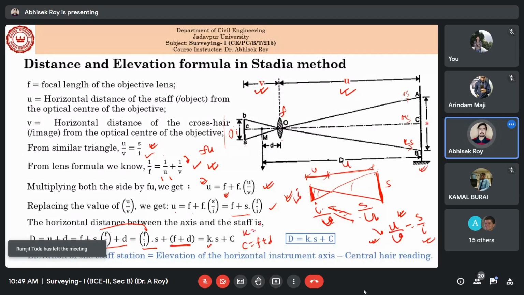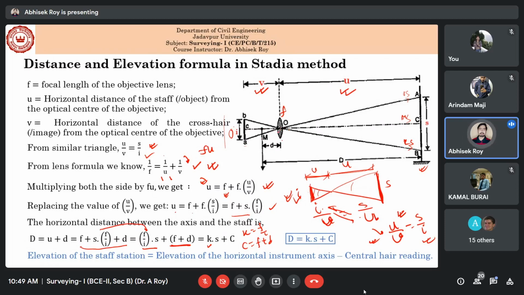So we are terming f by i as k, and c as f plus d. This k is called the multiplicative constant and c is called the additive constant. Now this small f plus d value will be very minimum, because you can see the d value is within the instrument, and it is the distance between the optical center and the axis of the instrument, which will be very minimum, right?